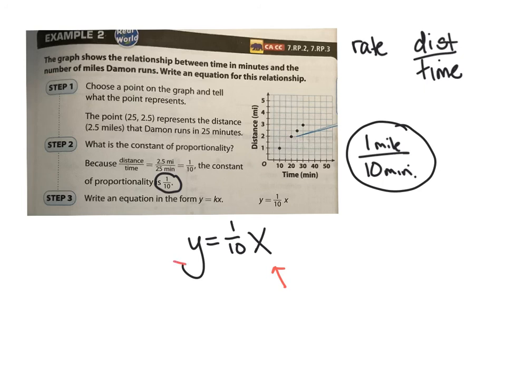So this is how you would get the constant. This is how you'd get the constant of proportionality, distance over time, and we want it as a unit rate, the 1 mile rate, and then there you go. We have k equals 1/10, and then we just fill it into our equation.